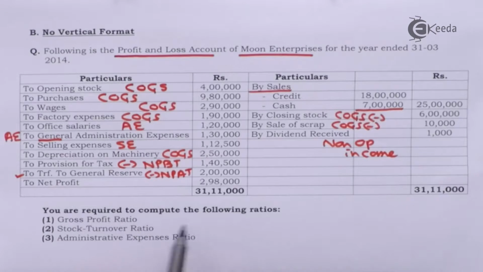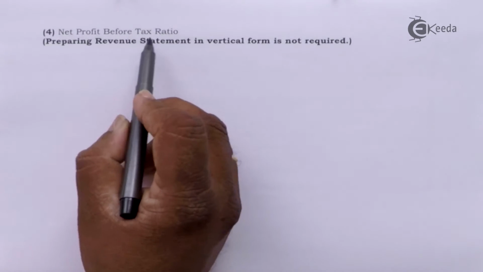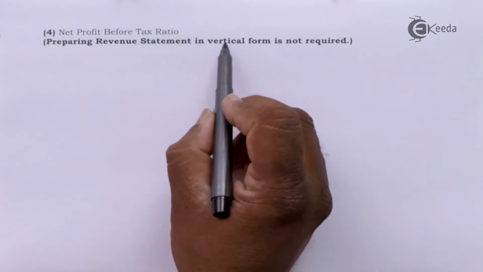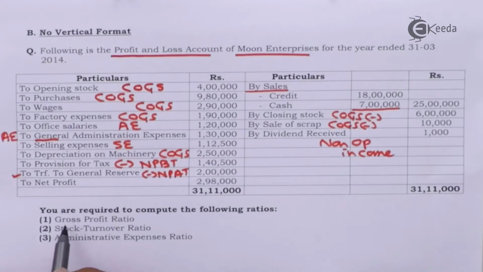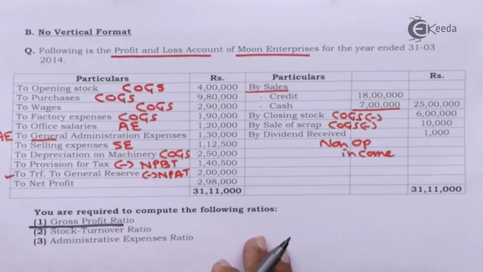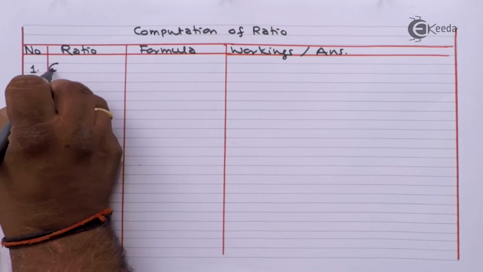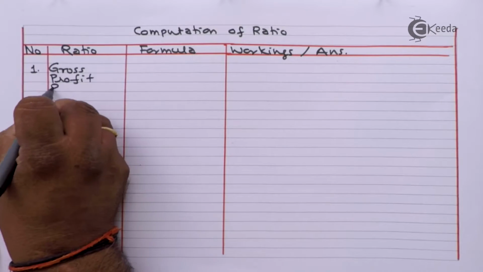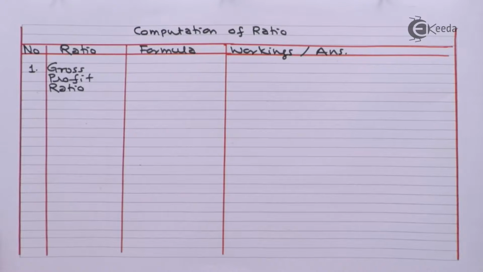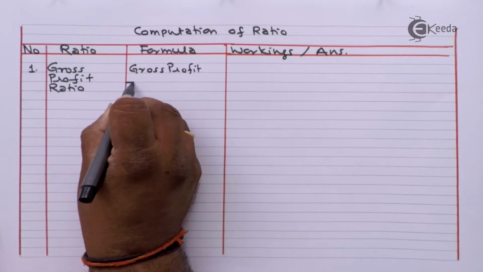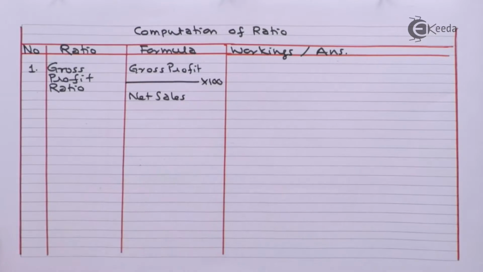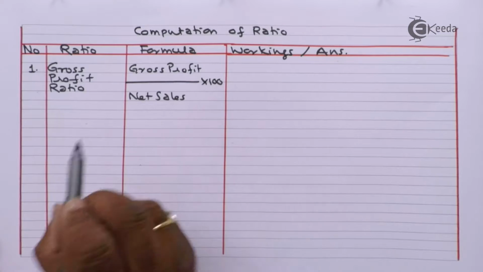You are required to compute the following ratios: gross profit ratio, stock turnover ratio, administrative expense ratio, net profit before tax ratio. Preparing revenue statement in vertical form is not required. First, we have gross profit ratio. Formula for this ratio is gross profit divided by net sales multiplied by 100.